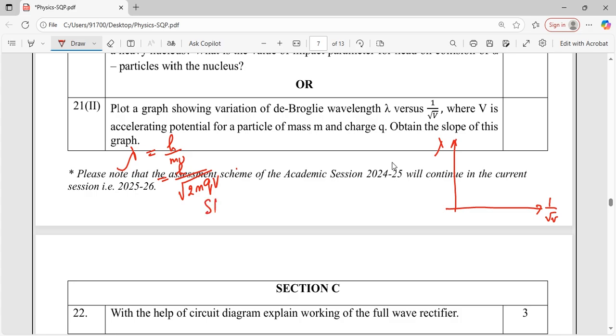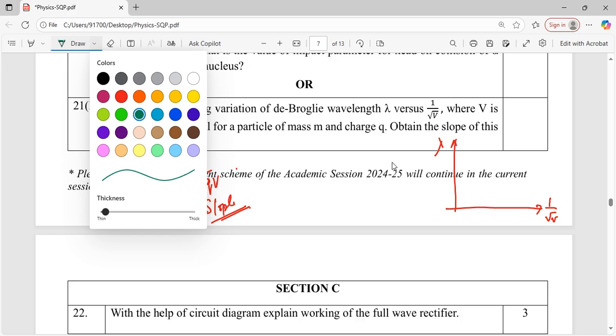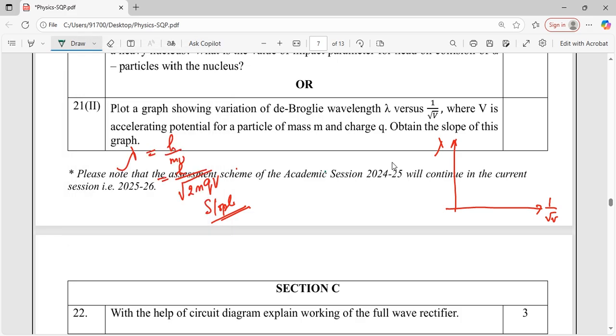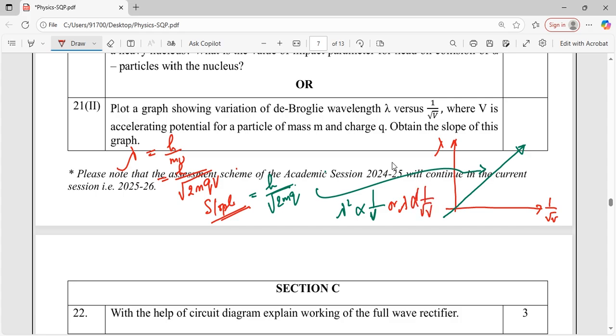The most important thing here is the slope. The slope is equal to h by root over 2mq. Lambda squared is proportional to 1 over V, or we can say that lambda is proportional to root over 1 by V. That's a straight line graph.